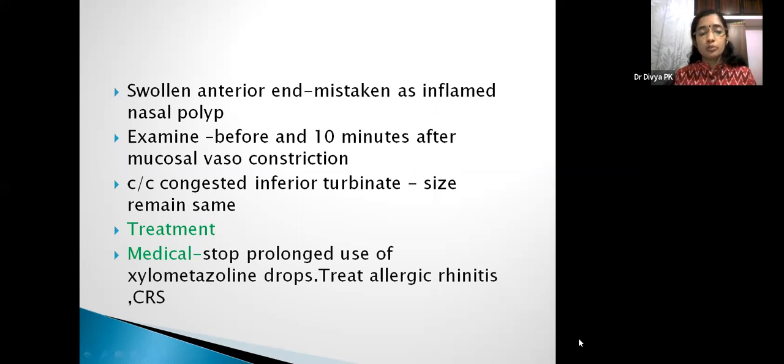To differentiate it from a polyp, and to treat the associated conditions: if it is rhinitis medicamentosa, stop the usage of the drops. Treat the allergic rhinitis and chronic rhinosinusitis, and if it is still persisting and causing severe symptoms, we can go for turbinate reduction surgeries or turbinectomy.